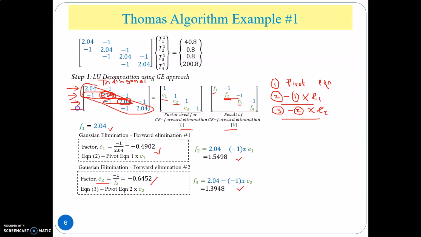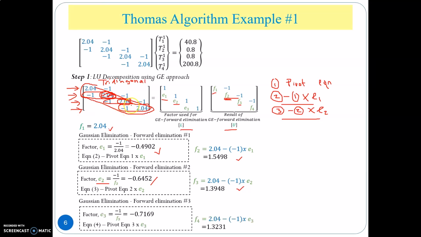And you perform the last step on the last row. Take the forward elimination for these two components. By using the same procedure, to make -1 here become 0, you need the factor E3. So E3 is equal to -1 divided by your F3. So with that, you obtain this answer for your E3. Take the forward elimination on 2.04 here by using this equation. You should be able to obtain F4 equal to 1.3.